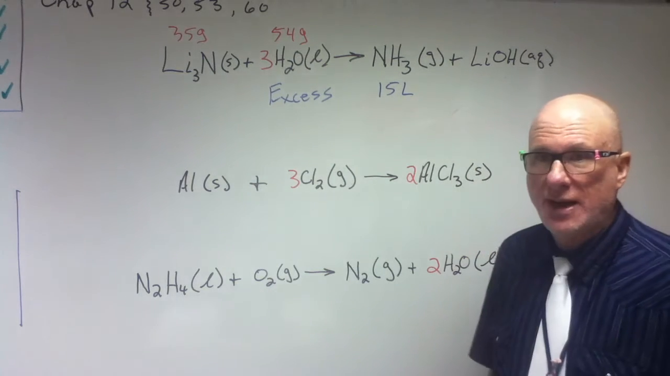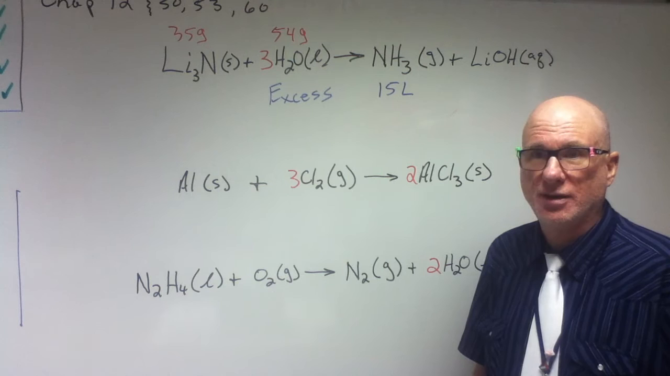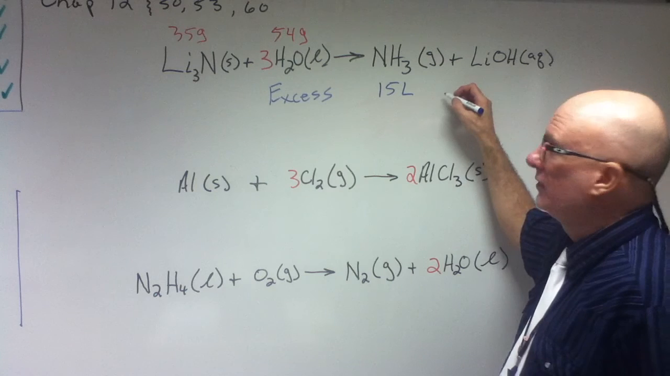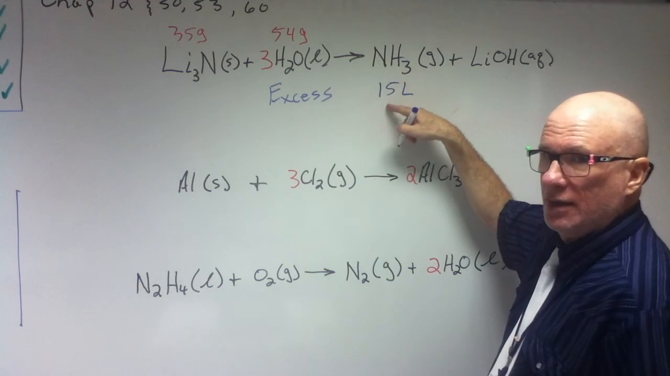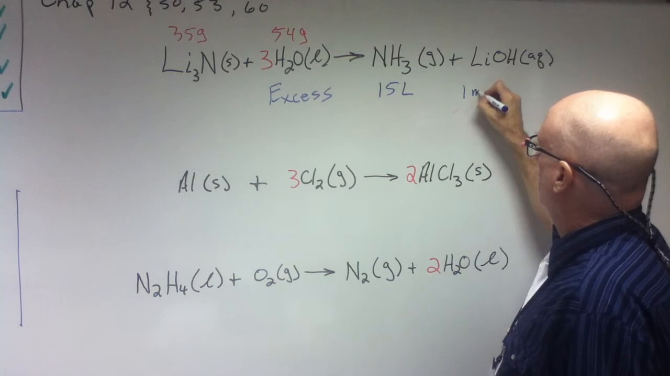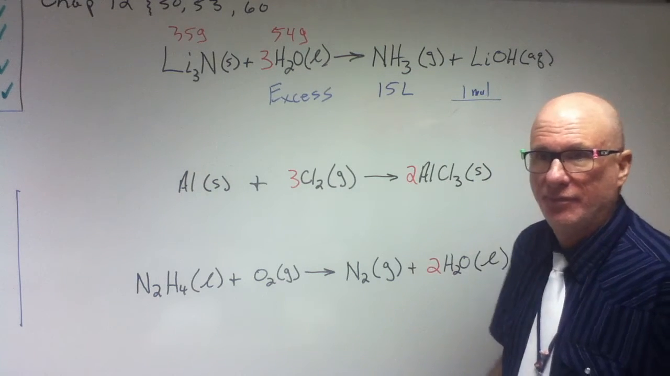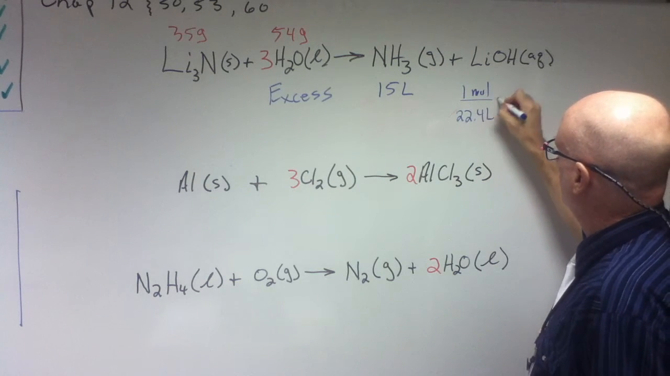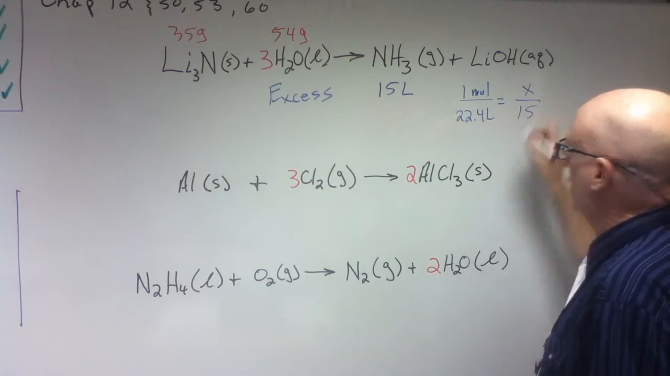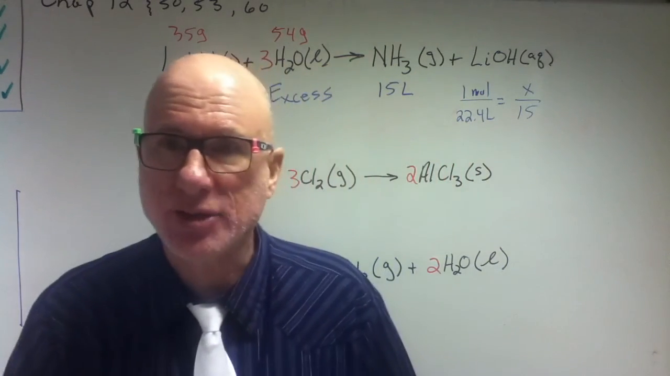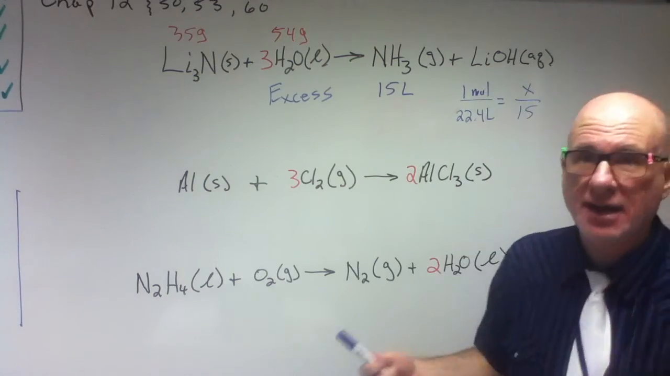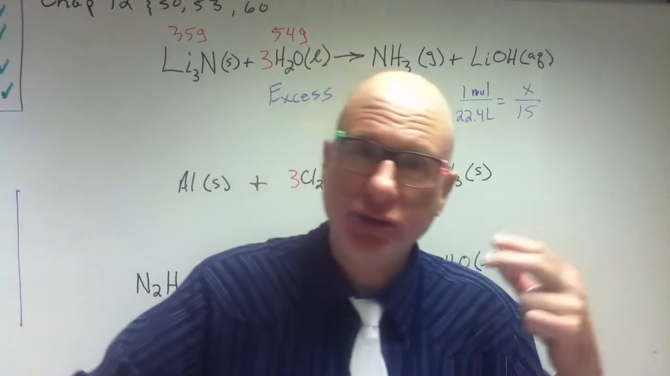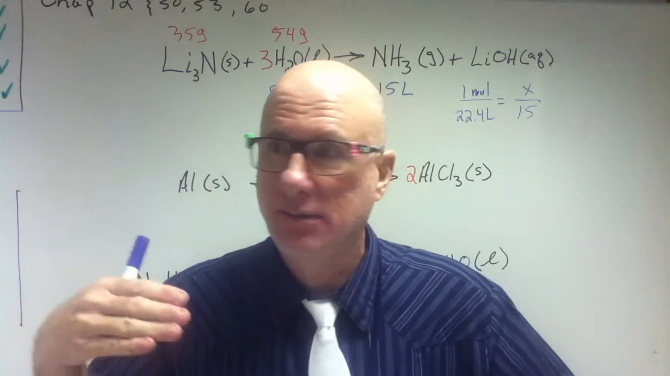Yes, you have it? I think... All right, how did you do it, Victoria? 15 divided by 16. Well, yeah, but what did you do? You said 1 mole over what? 22.4. Yeah, 22.4 liters equals X over 15, right? Isn't that what you said? Okay, so solve for X. I mean, isn't that right? I'm asking you. I'm not trying to talk you into this. I want you to understand it. If you didn't do that, then do you get what I did?